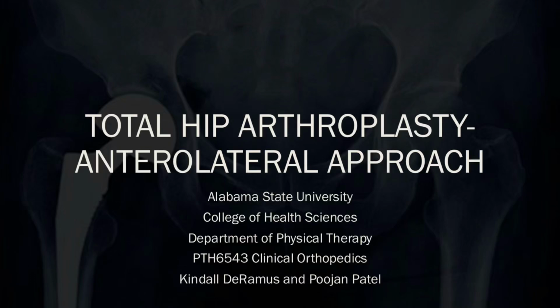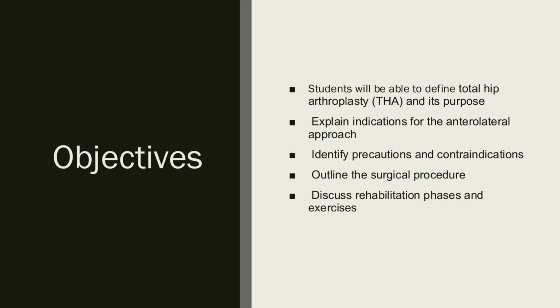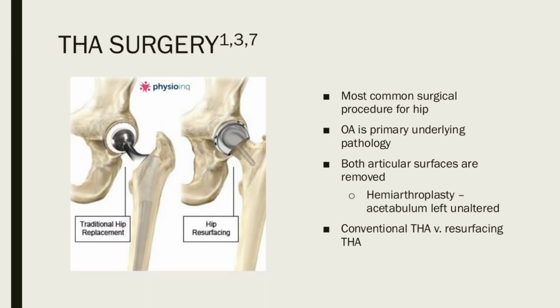Presentation on THA from the anterior lateral approach. Our objectives for today: students will be able to define total hip arthroplasty and its purpose, explain indications for the anterior lateral approach, identify precautions and contraindications, outline the surgical procedure, and discuss rehabilitation phases and exercises.